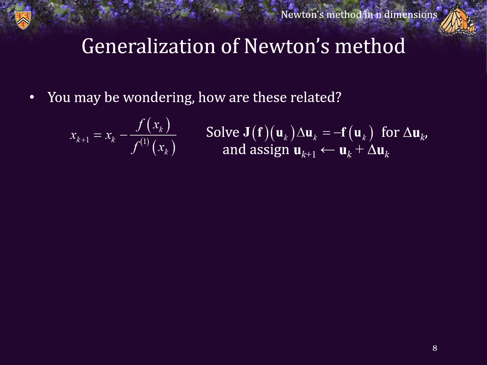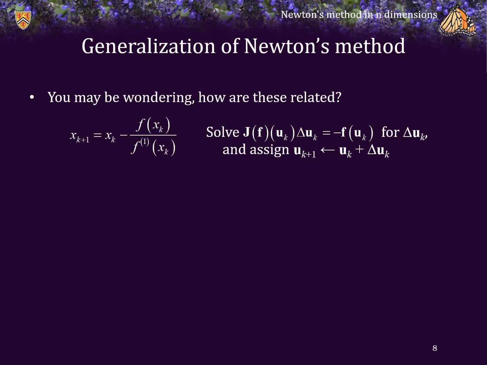All right, you may be wondering, how are these in any way related? On the left-hand side, you saw Newton's method, and that is what you learned in your first year calculus course. Now I'm telling you that we must calculate the Jacobian and solve the Jacobian times delta u k equaling the negation of f evaluated at u k. We solve that for delta u k, and thus we assign u k plus 1 to be the previous value plus this delta u k. The two seem to have nothing to do with each other.